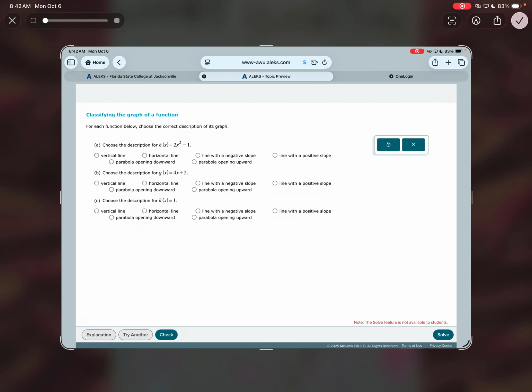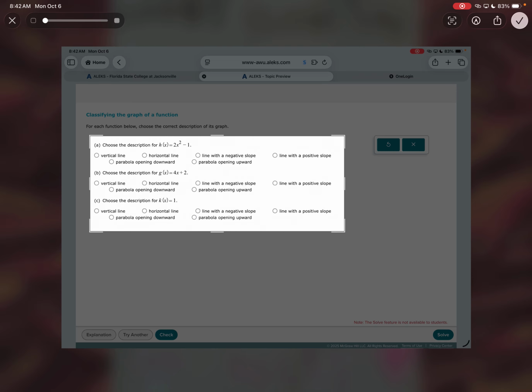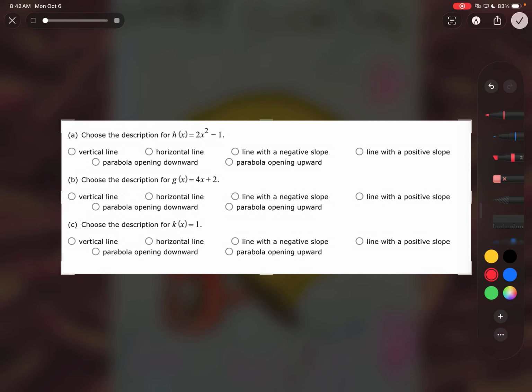All right, so this is being able to look at a function and being able to see kind of what's happening with the graph. This is our whole goal on Thursday too, but choosing the description for h of x equals 2x squared minus 1. So 2x squared, as soon as you see x squared, you know it's a parabola. So that's the first thing to identify. So that narrows out like 4 of the options. Remember, if the number in front, which we call a, if a is positive, it opens up. So this one would be this right here.